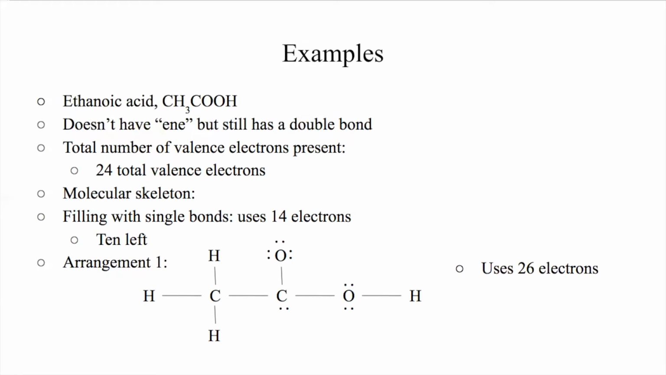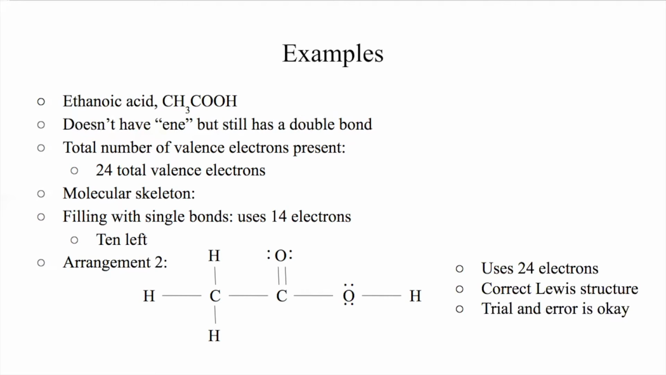We have to do something else. Let's try putting the double bond between the top oxygen and the carbon atom. When we do that, the molecule looks like this. Let's fill in the octets and count electrons. 24. This is the correct Lewis structure.